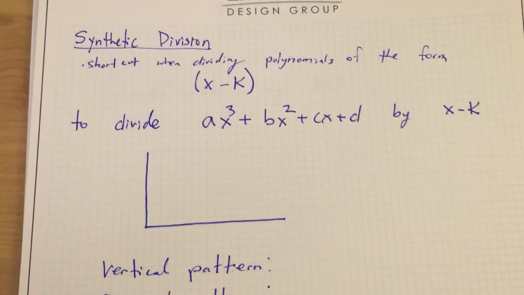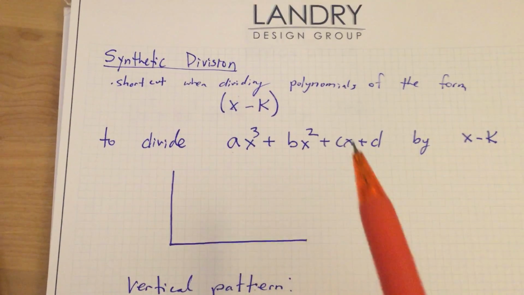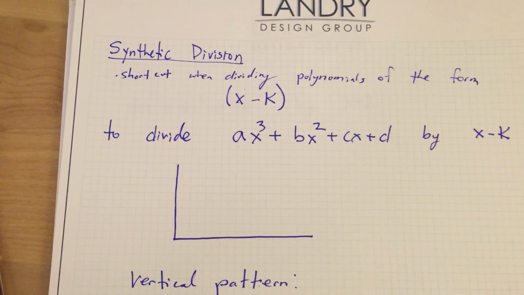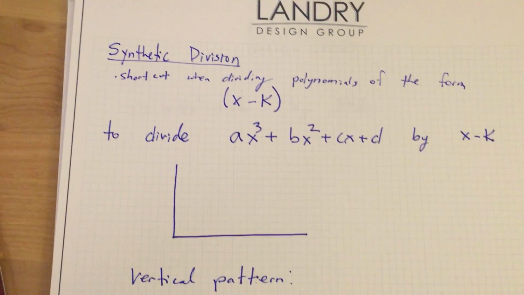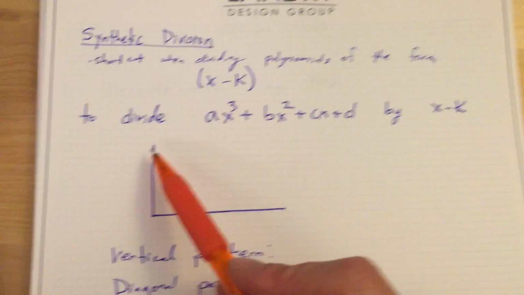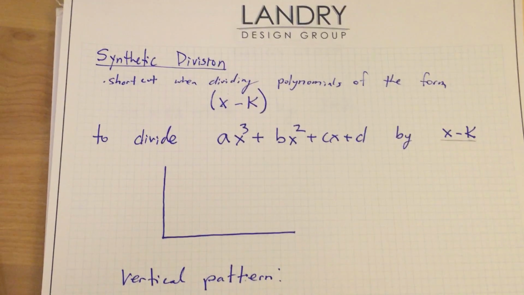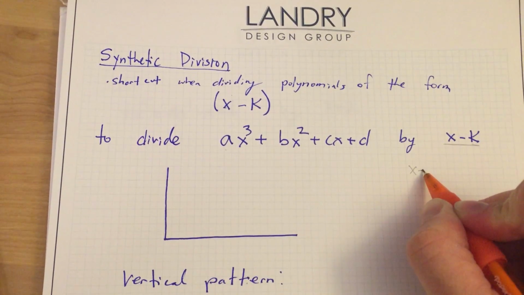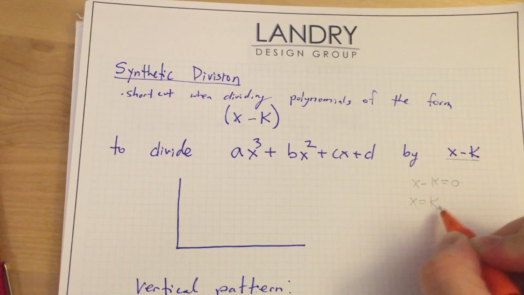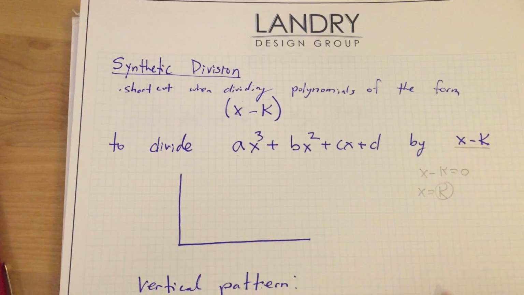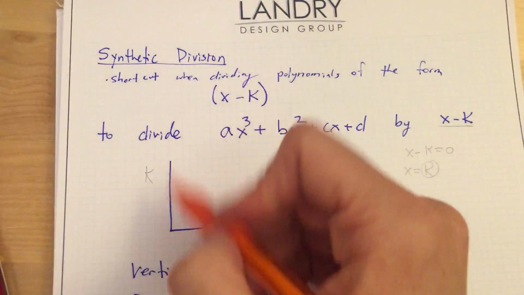So we're going to pretend we have this long division. Our dividend, right? And this is our divisor. And we don't have any numbers, we're just letters, okay? So what's going to happen is you're going to create this backwards L, and you're going to solve for your divisor. So if I just set x minus k equal to 0, and I solve for it, I'm going to get x is equal to k.